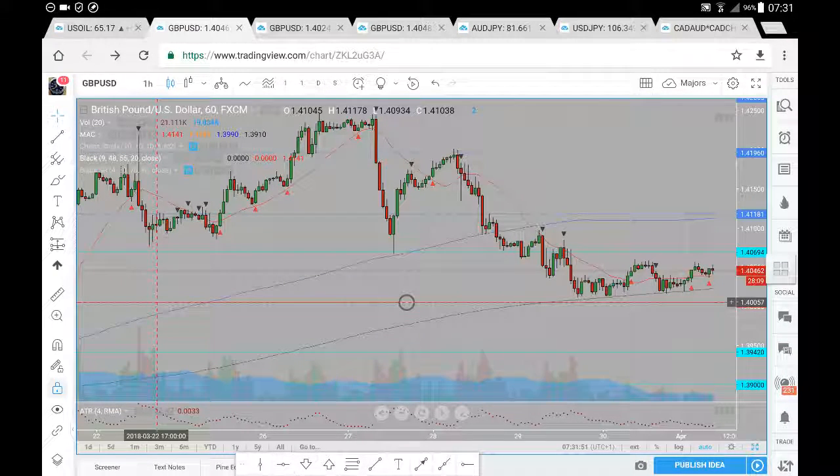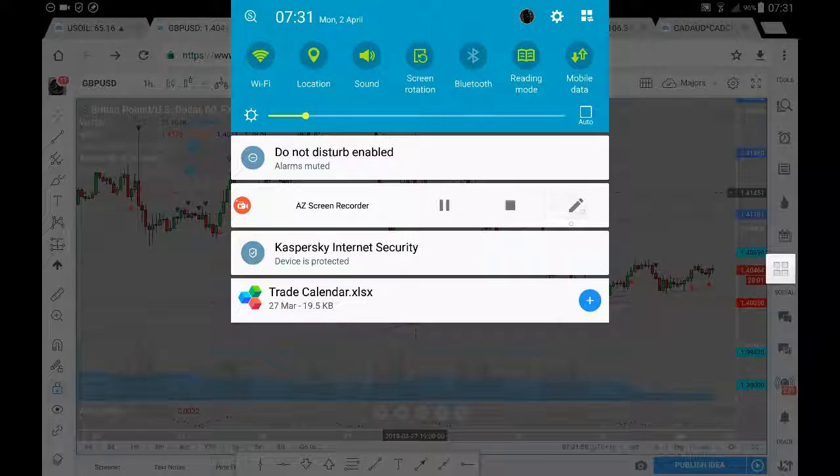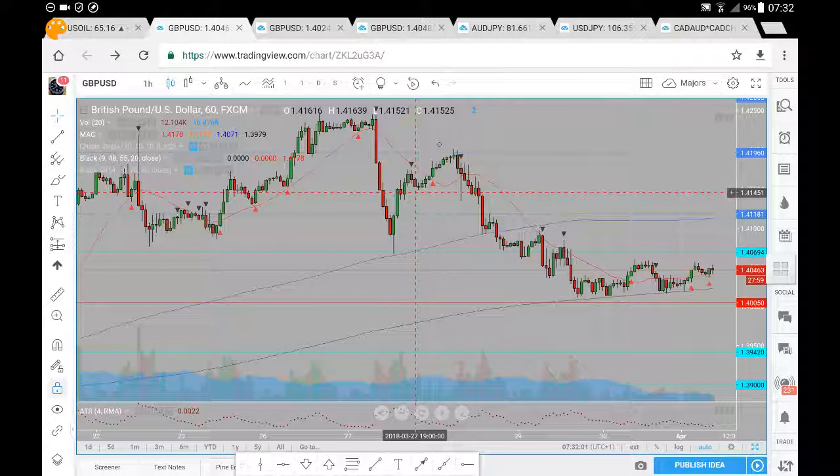So this is the pound dollar analysis for Monday, the 2nd of April. Now, let's just have a look at the price and where prices may likely go. So, we've seen the continued sell-off here in the pound against the dollar.